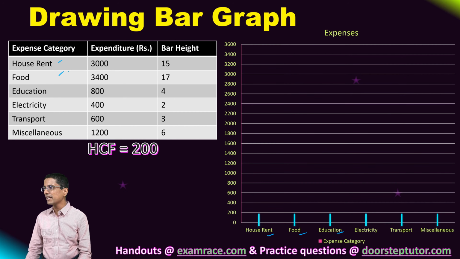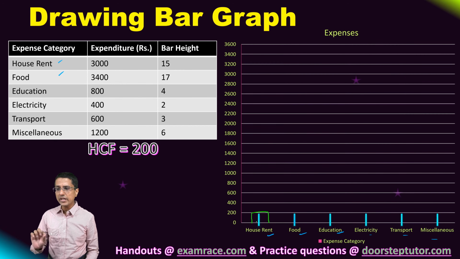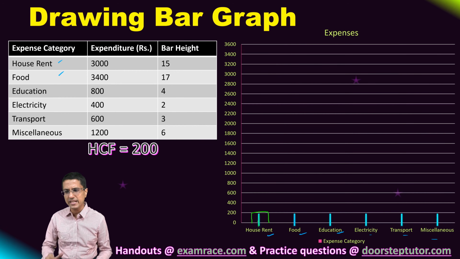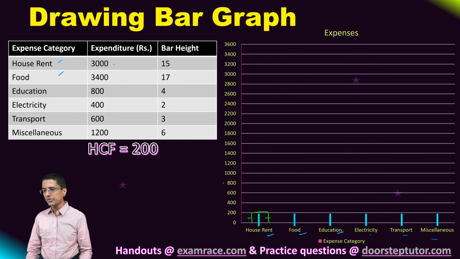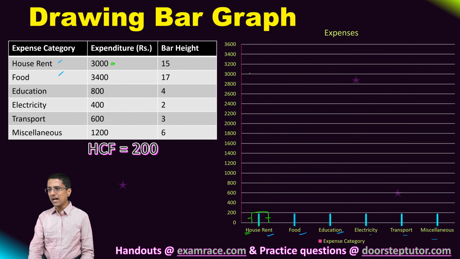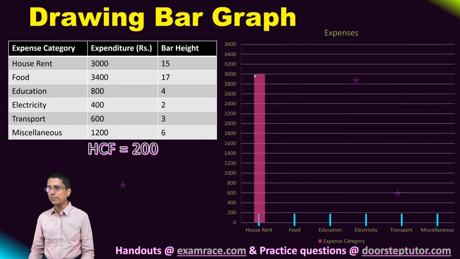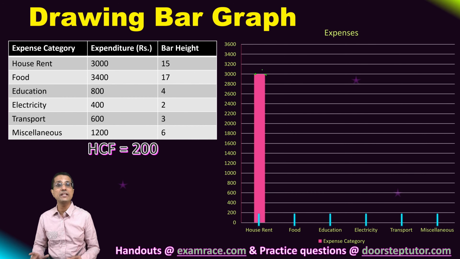I start with the first one and go on to list all the categories. Of course, I also create a mark in the center, and on either side of this mark I will draw my bar, so that my diagram looks neat. Next we start with the first bar. How long does my first bar need to be? The house rent bar goes till 3000. So I'll take the house rent bar and extend it up to 3000. This is how I arrive at the first bar.